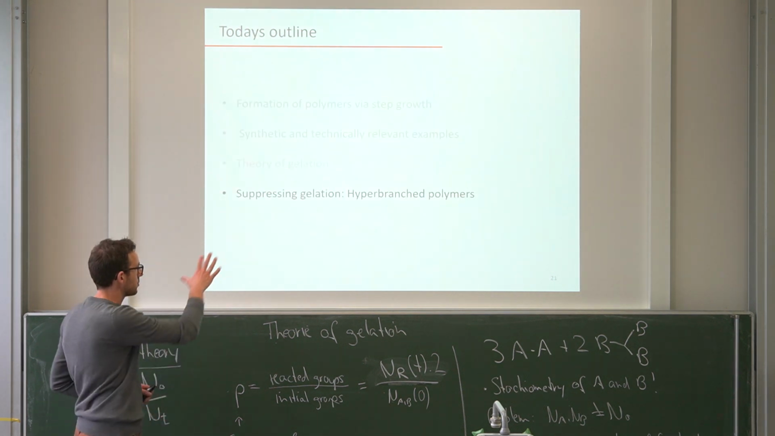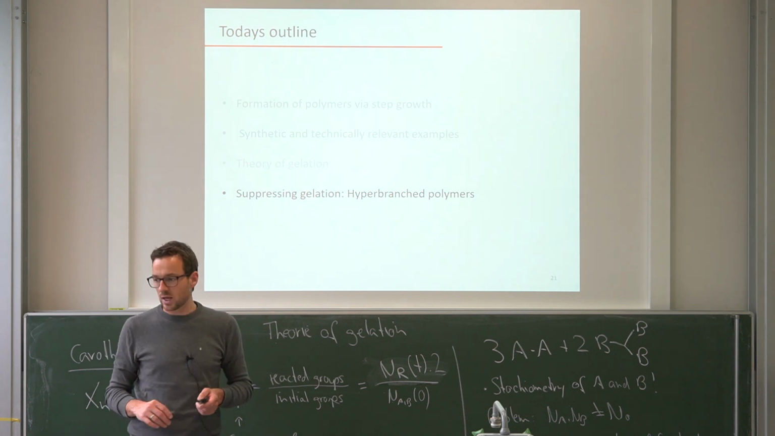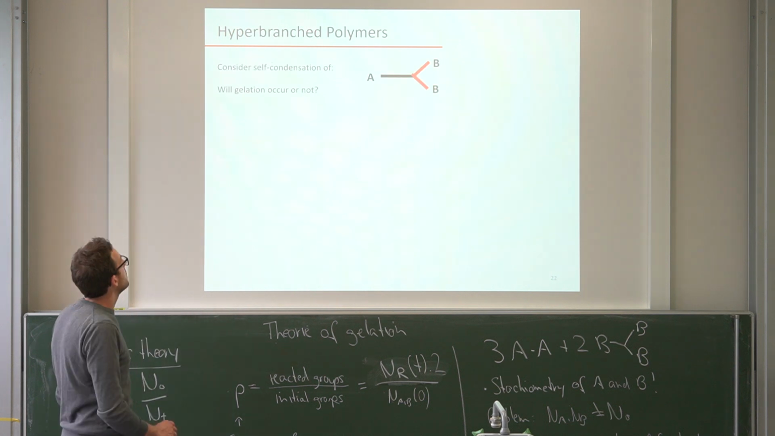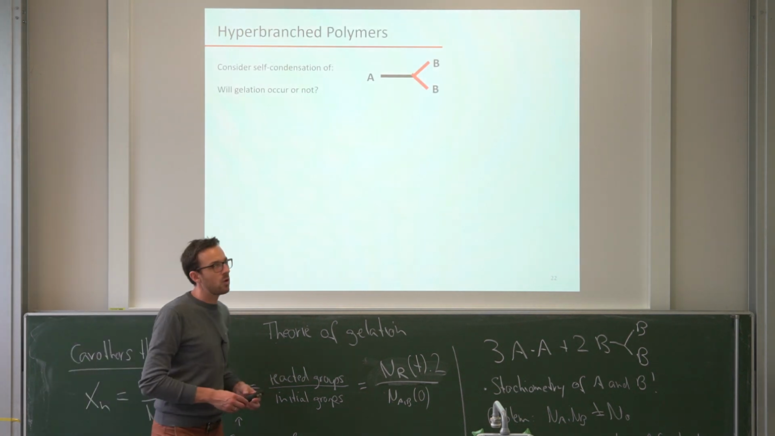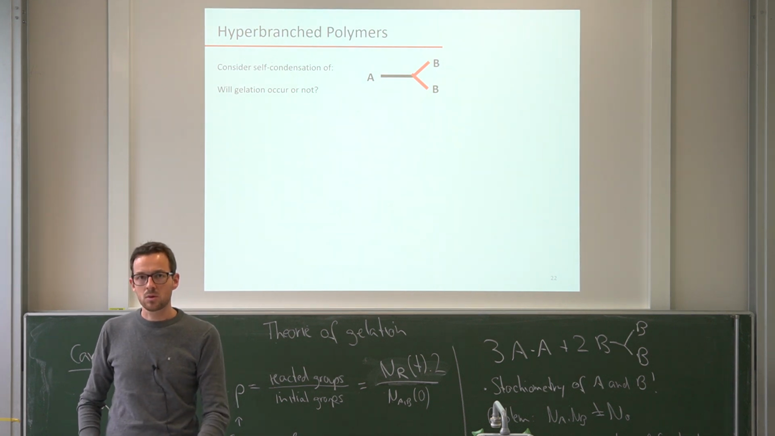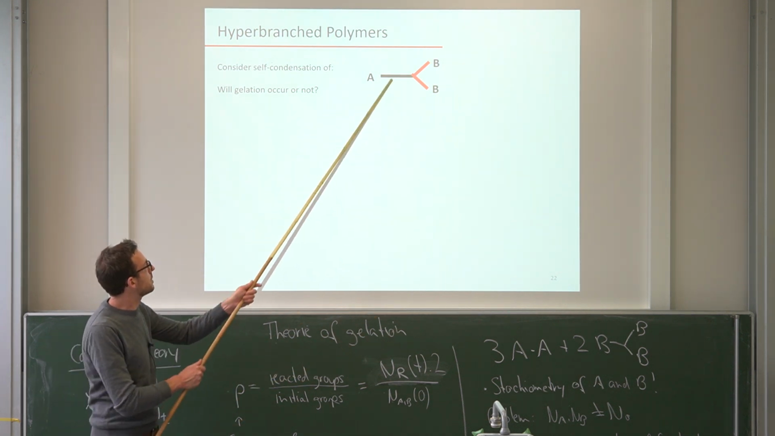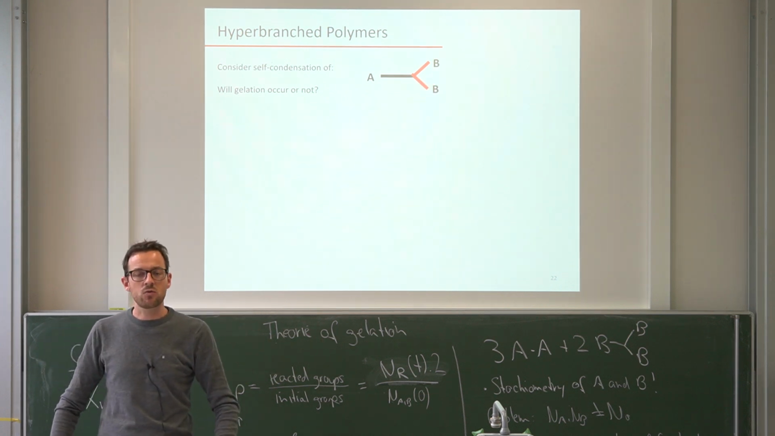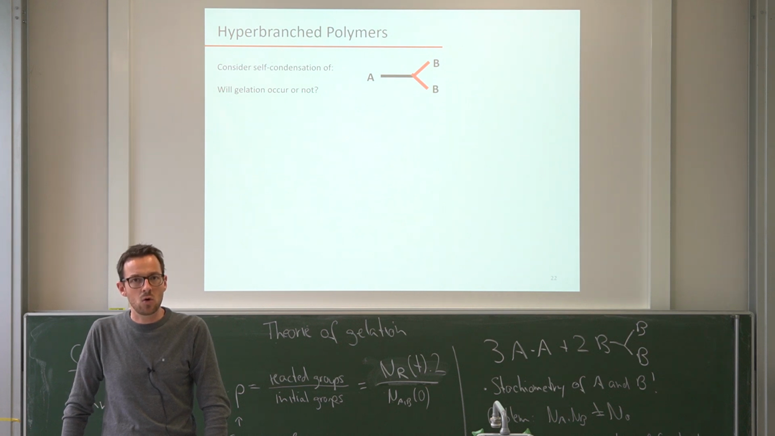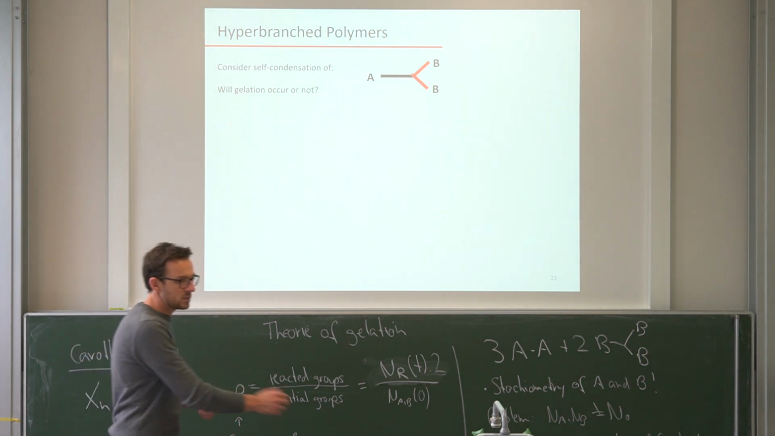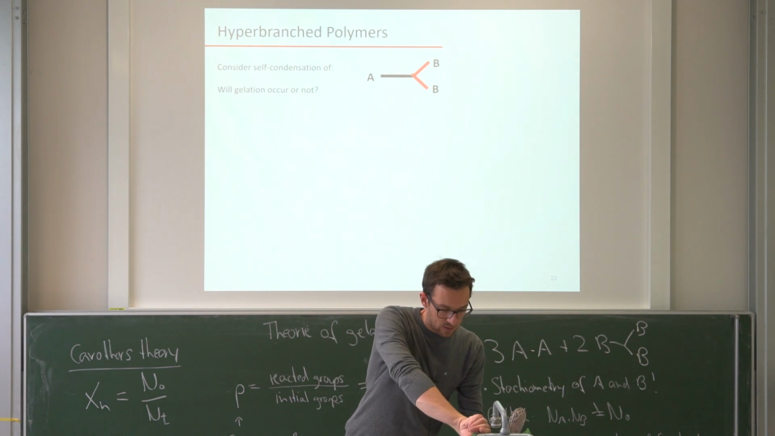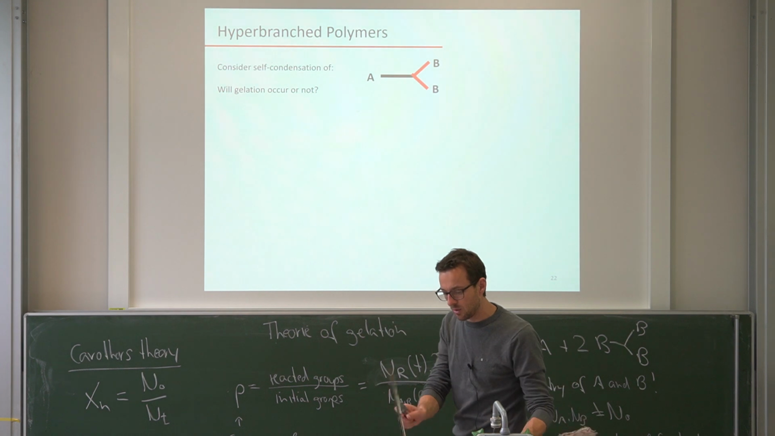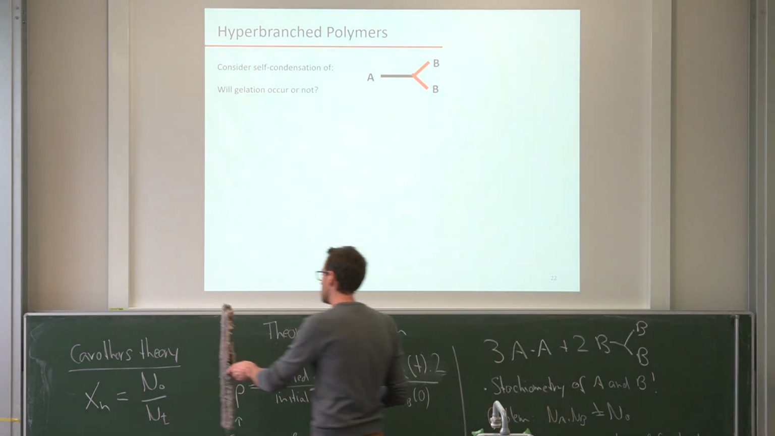Okay, finally, I just want to show you one example of how we can suppress gelation, and that is in hyperbranched polymers. So this is a hyperbranched polymer. We have one monomer A and one monomer that contains one A group and two B groups. And now my question for you is, will this form a gel or not? Think about this. I just clean the blackboard once again. You can already think about it and maybe rationalize your assumption.